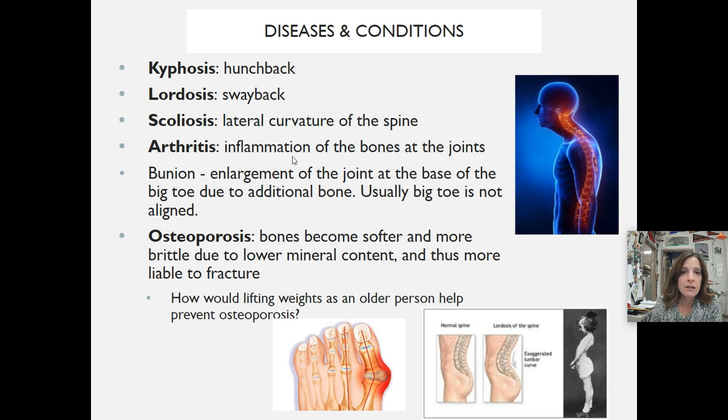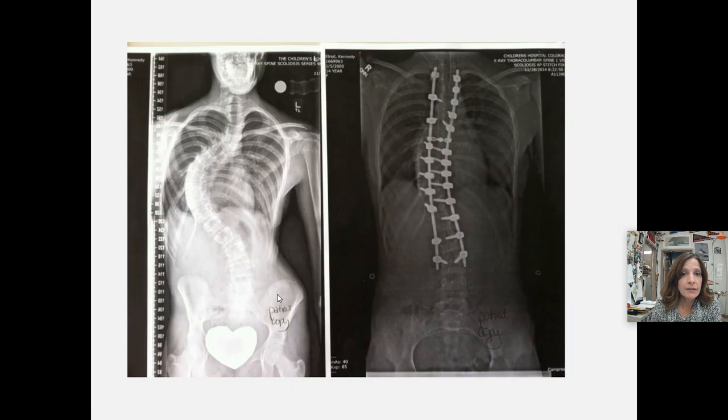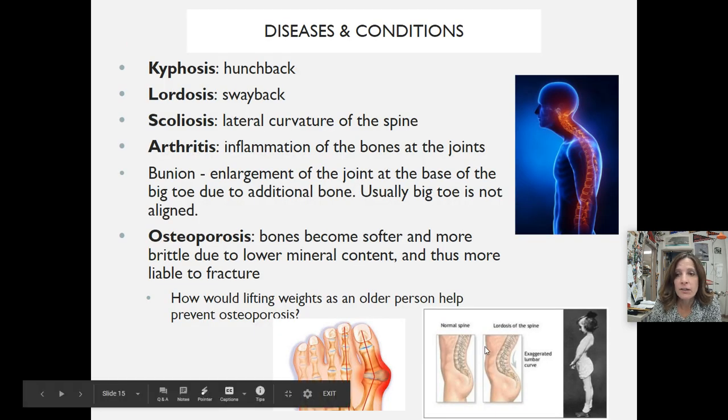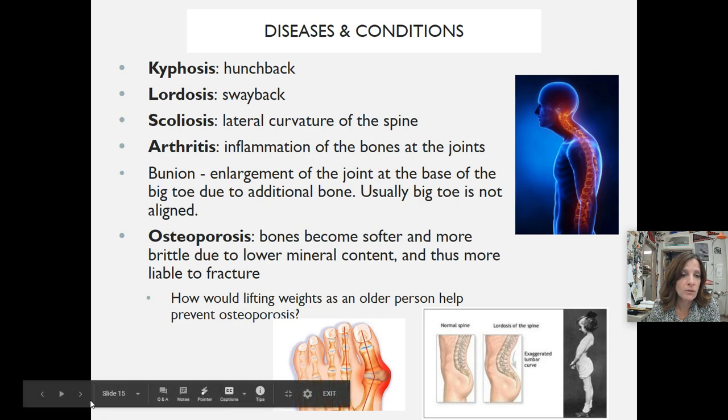And then arthritis, which is where the joints are, the cartilage is disintegrating as you get older because of the constant rubbing. And so that can be it. You might have heard of bunions, and that's where you have extra bone growing on the big toe. And then osteoporosis, that's when you get more brittle bones as you get older. That's when the osteoclasts are working extra hard, and you're not getting enough calcium and have low mineral content, and then it's easier to fracture those bones.